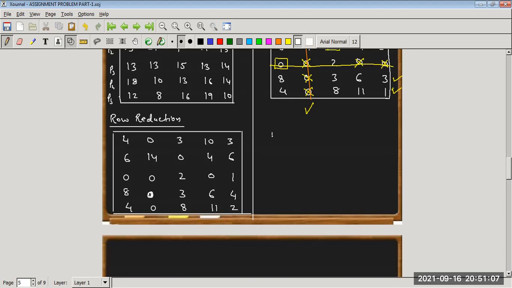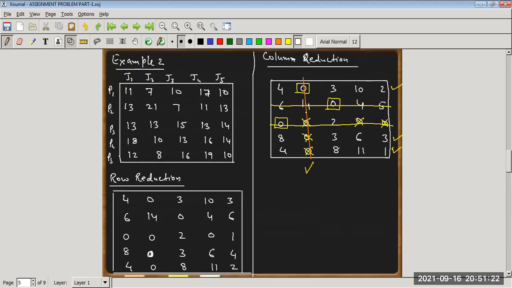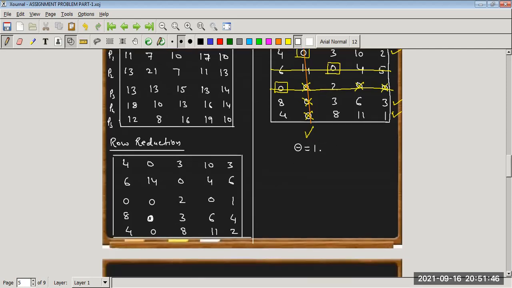Now, what is the process now? Now we start the assignment, but we make a change in this cost matrix. What will change in this cost matrix? We update using the minimum number. We find the minimum number among the entries where no line is passing through: 4, 3, 10, 2, 8, 3, 6, 3, 4, 8, 11, 1. So the minimum is theta. We can pick theta equal to 1. So the minimum number where there is no line passing through is theta.